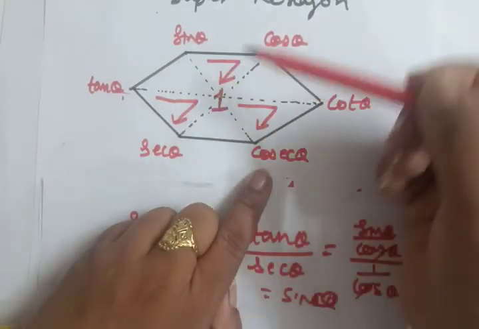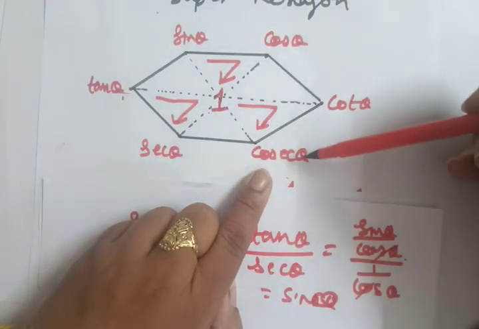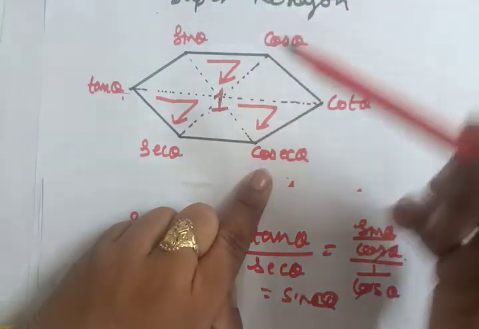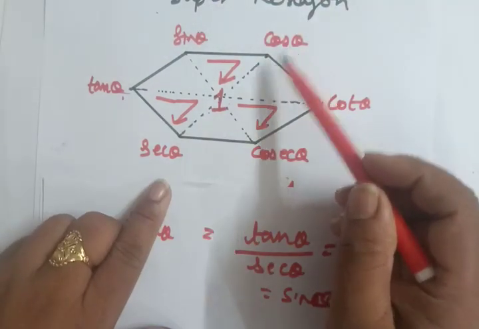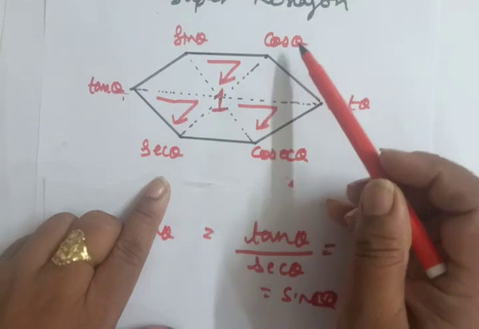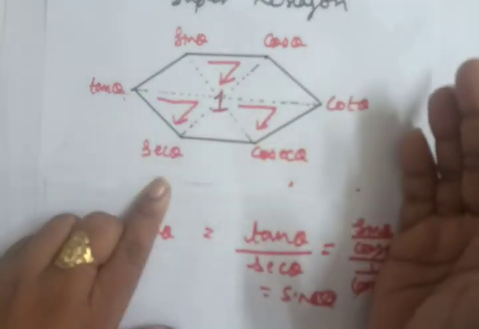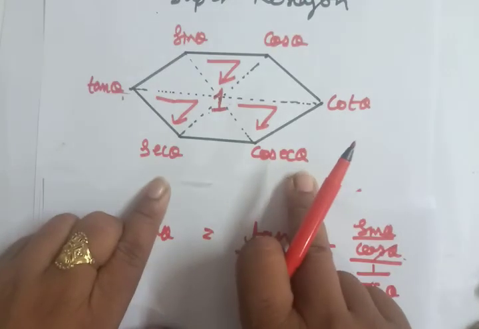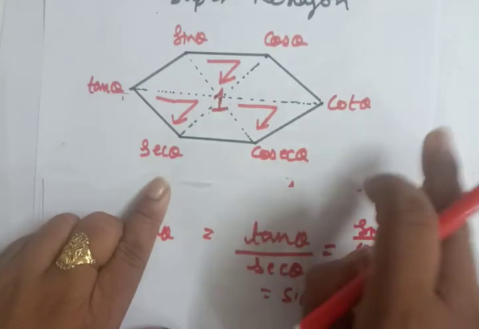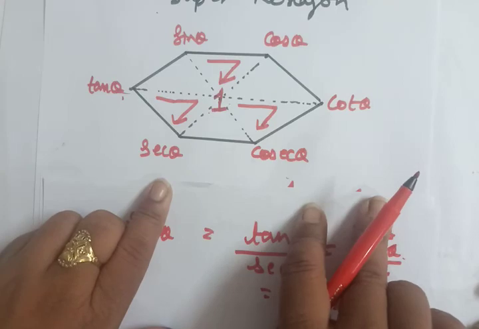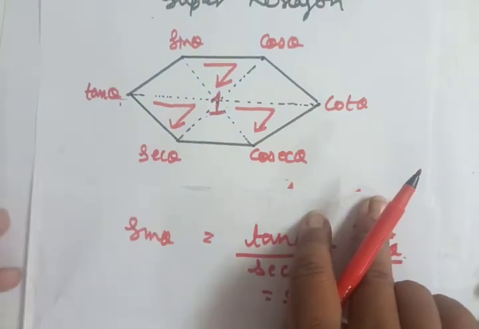And of course we know that sin theta is equal to 1 upon cosec theta, and cos theta is equal to 1 upon sec theta. So accordingly, if you do this, the super hexagon is also going to help you with the reciprocals of the identities also.